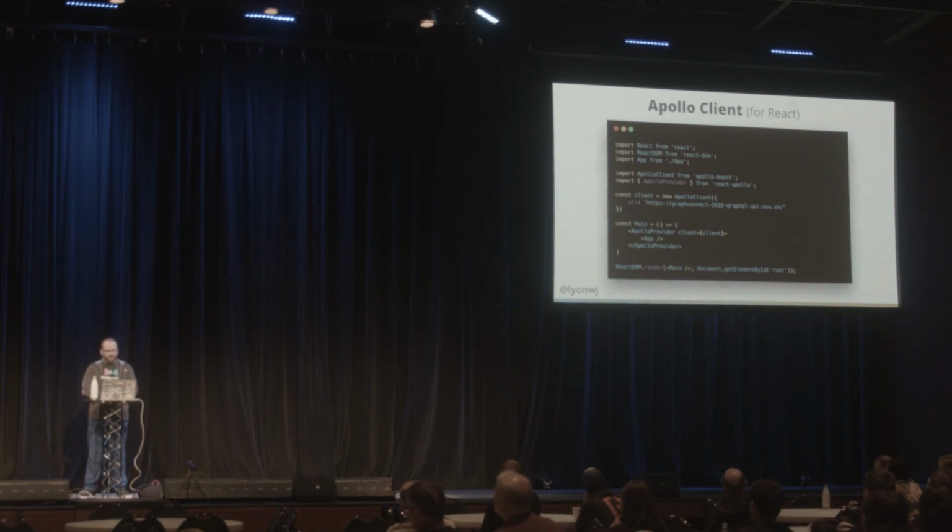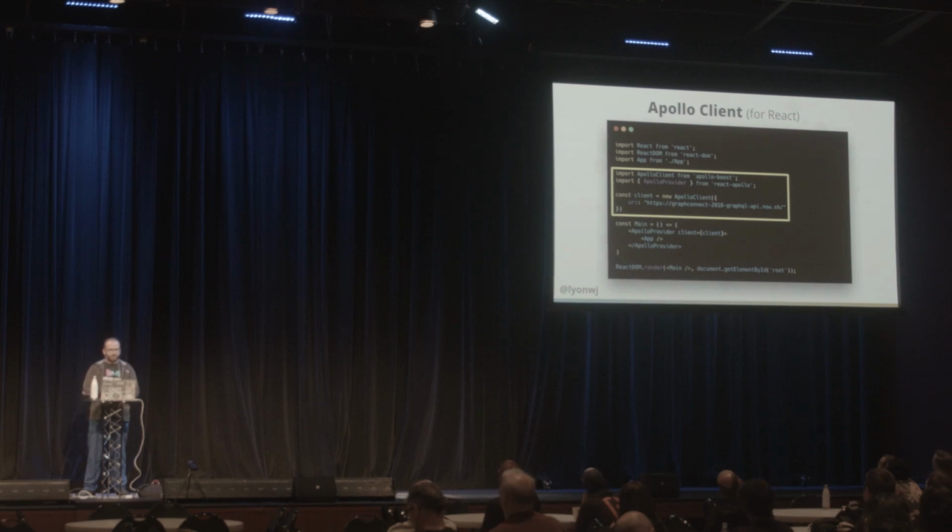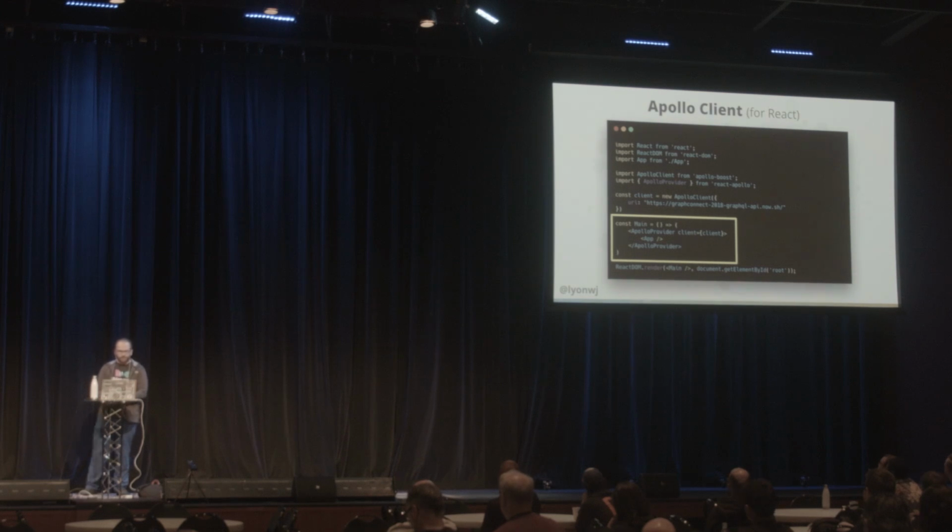So here's a React app. How do we use Apollo client? Well, the first thing we do is create an Apollo client instance. We pass in a URI for our GraphQL endpoint, and then we need to inject that client into our React component hierarchy. In this case, we wrap our app component with Apollo provider.